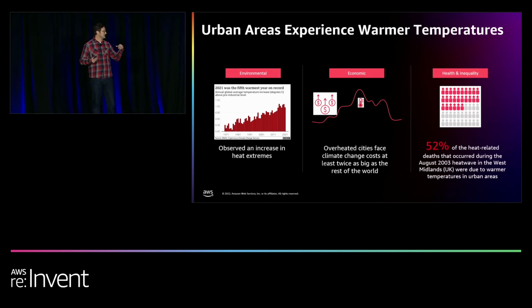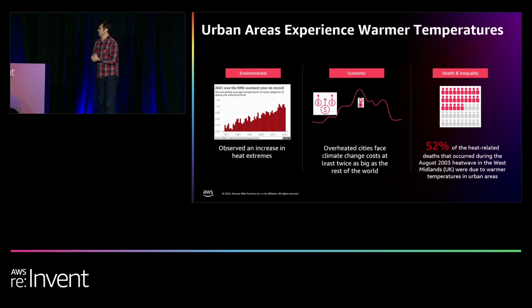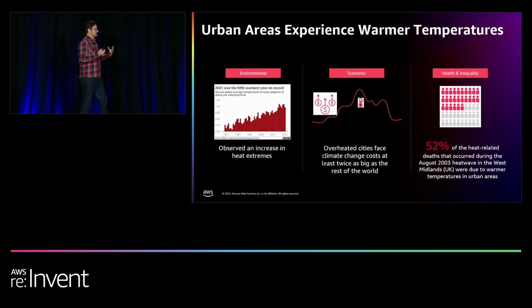In the economic slide, overheating cities face climate change costs. How to deal with it, tarmac melting, how to deal with the infirm who are increasingly affected by the heat. And just a quick stat on the end, the West Midlands is a region in the UK, and 52% of the heat-related deaths that occurred during August 23 were because of the heat wave, this heat event that we had in the UK when it wasn't grey for a change.